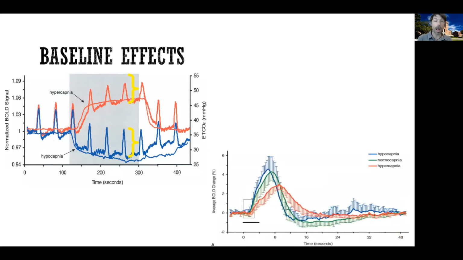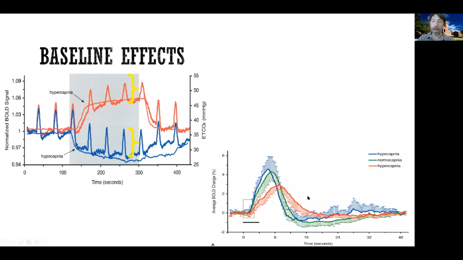And if you just average each of these responses together, you will see in green the middle line is normocapnia. So this is what happens when participants are just breathing standard regular air. If you have them inhale a solution with less CO2, the bold response will increase a little bit, right? Because there's a greater delta between the baseline amounts of deoxygenated hemoglobin, which has gone up because CBF went down, and the amount of deoxyhemoglobin you get with task, right? There's a greater change.